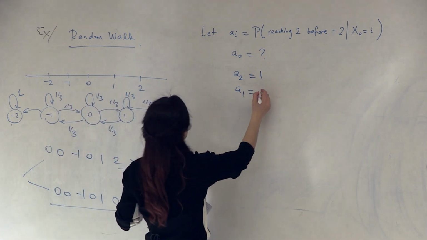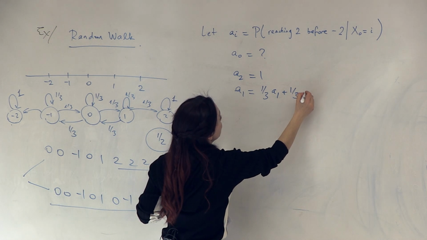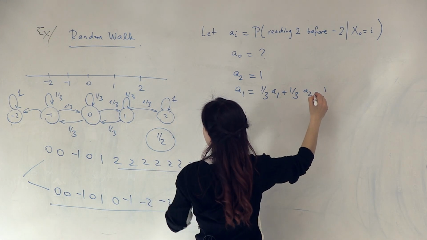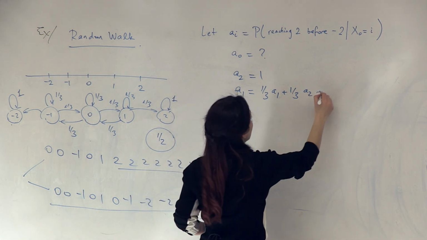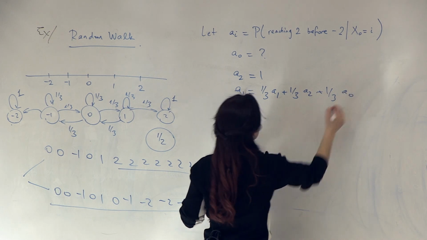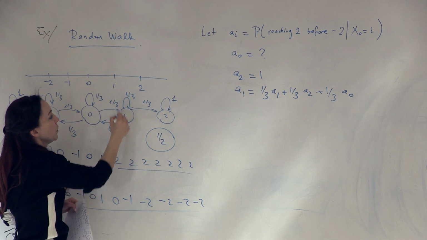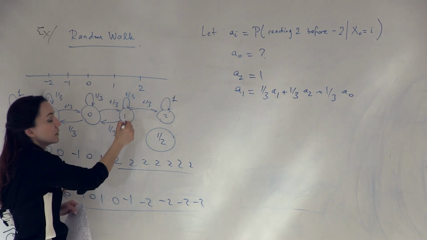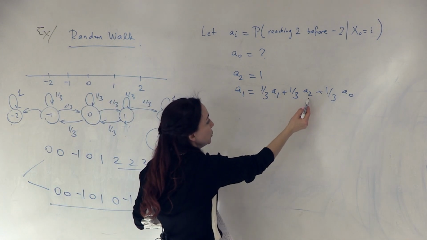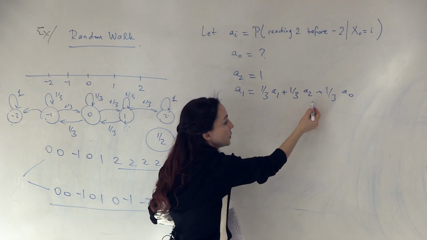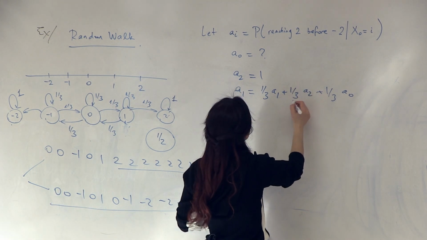A1 is 1/3 A1 plus 1/3 A2 plus 1/3 A0. Because when I'm in state 1, with probability 1/3, I will be back in 1 after one transition. With probability 1/3, I will go to 2, so now I'm dealing with A2. With probability 1/3, I go to A0. So this we know is 1.